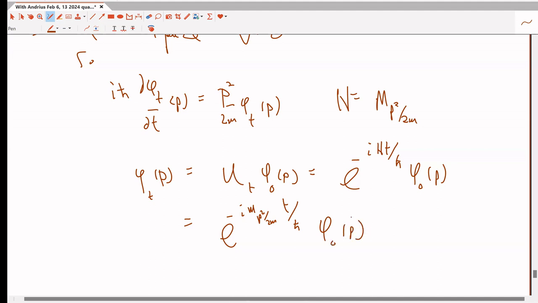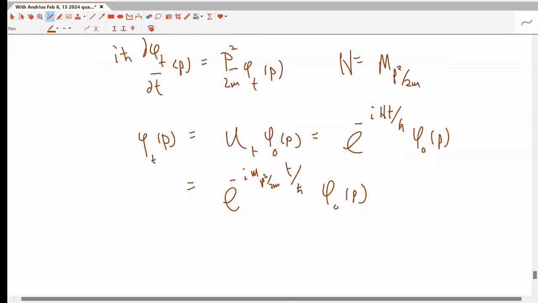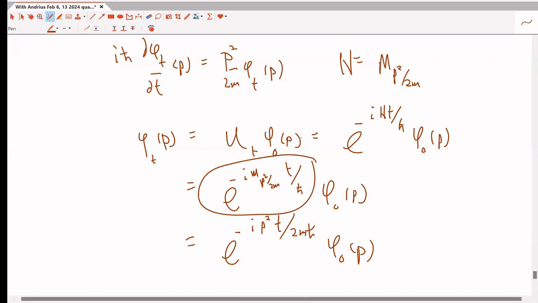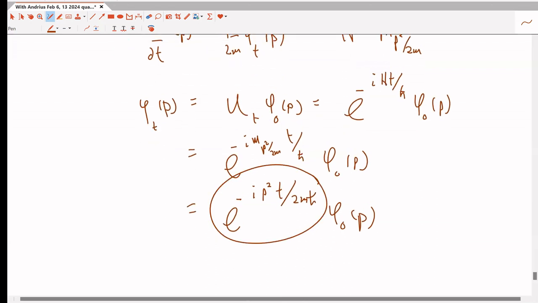Now, what on earth does this mean? So that's an infinite power series. But I'm going to argue in a moment that this is simply e to the minus i p squared t over 2m h bar, a function of p. In other words, this operator, which seems to be an exotic operator, ends up being just multiplication by a unimodular constant depending on p. In other words, it's super simple.